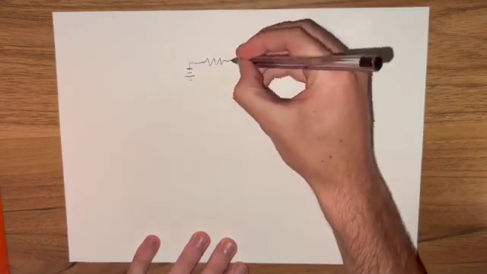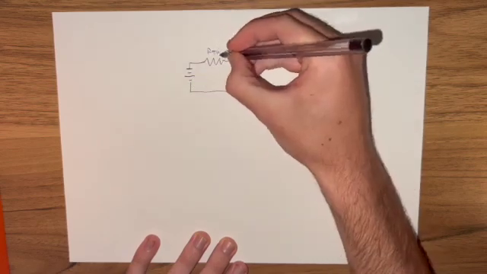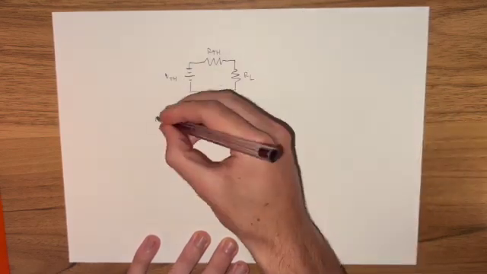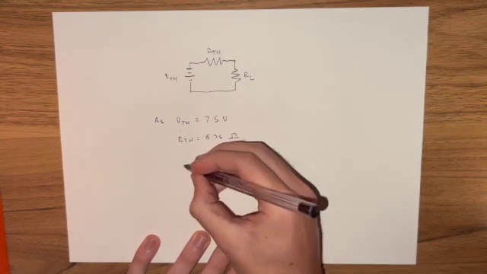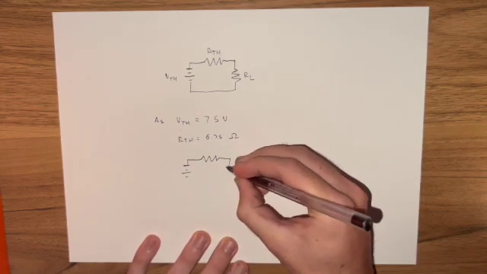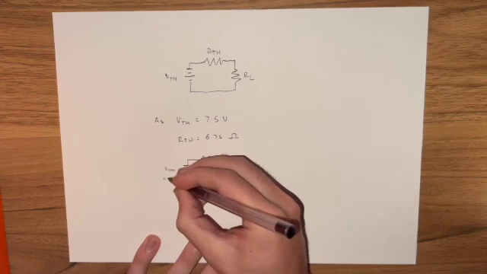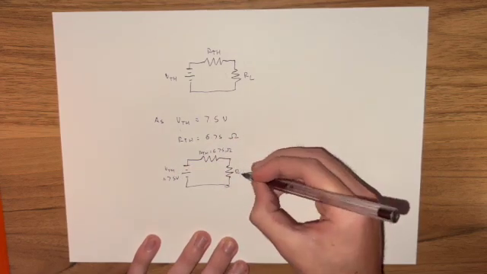As we now know the Thevenin voltage and Thevenin resistance for this complex circuit, we can now include them in the generic Thevenin equivalent circuit. This will give a Thevenin voltage of 7.5 volts, a Thevenin resistance of 6.75 ohms, and the load resistor as seen in the complex circuit.